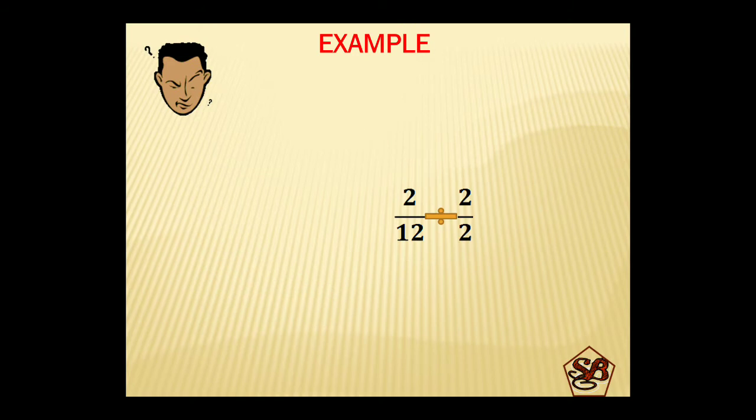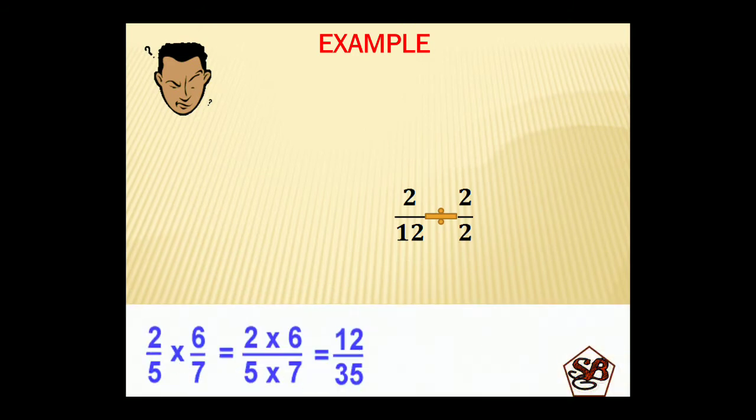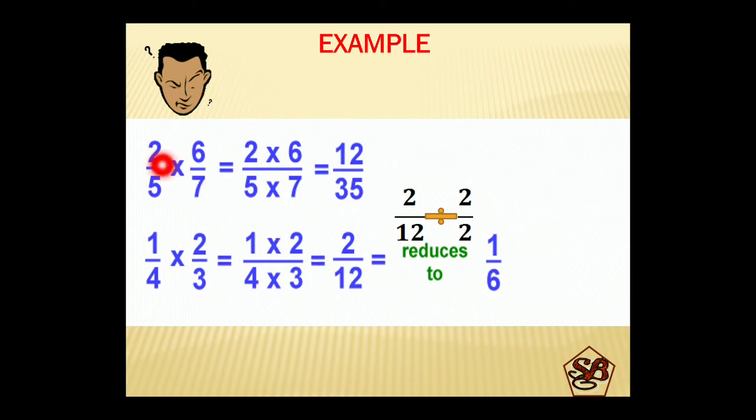Let's take an example. Here 2 by 5 multiplied by 6 by 7. Step 1, multiplying the numerators, 2 into 6. Step 2, multiplying the denominators, 5 into 7, that is, 2 6s are 12 and 5 7s are 35. So the answer is 12 by 35. This is already in the simplest form. So this is our final answer.